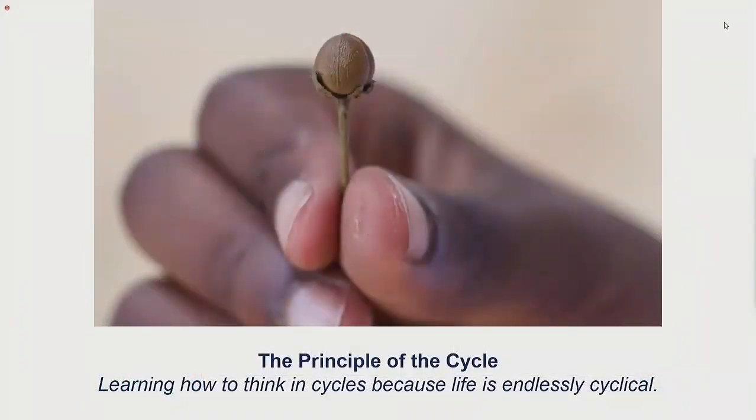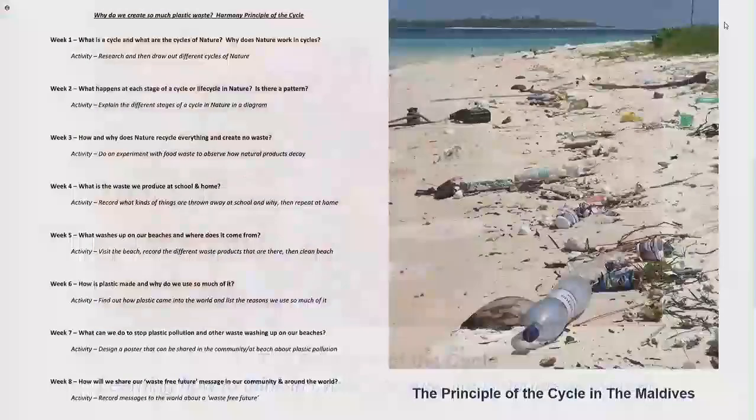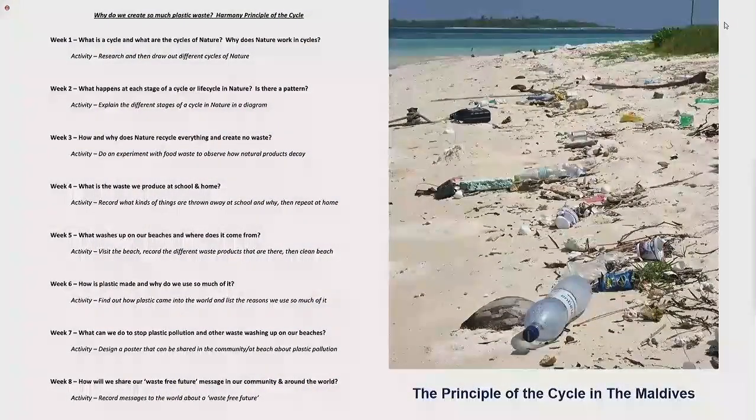Second principle is this idea of cycles. We are all thinking now about circular economies. Our children need to learn how to think in cycles. This is a project in the Maldives. These children were really worried about the amount of waste and litter and pollution on their beaches. So we asked them to think about nature working in cycles. Why is this system not working, and what do they want to do about it?